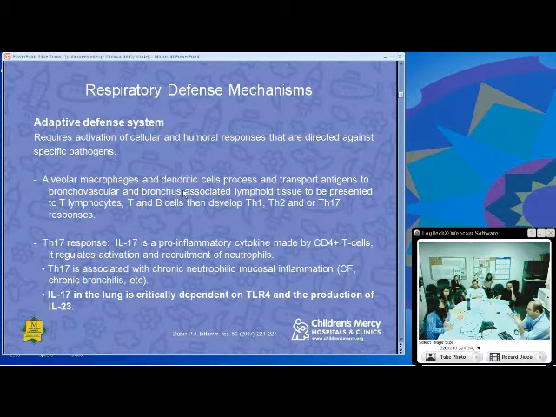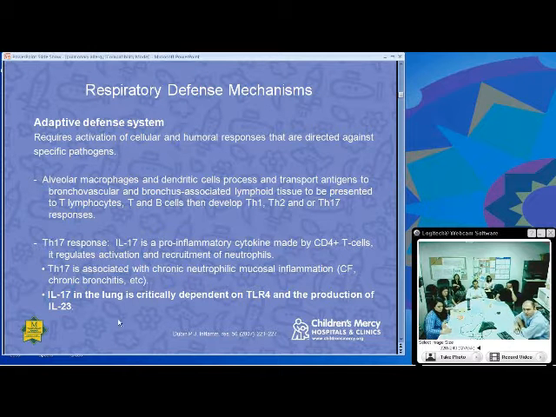So we can have a Th1, Th2 response, which you guys know very well. And specifically for the respiratory system, we have now described a Th17 response. The Th17 response is important because we deal with a lot of chronic neutrophilic problems, and IL-17 is a very important interleukin that mediates, activates, and recruits neutrophils. So it's a response that has been associated with diseases like cystic fibrosis or chronic bronchitis.